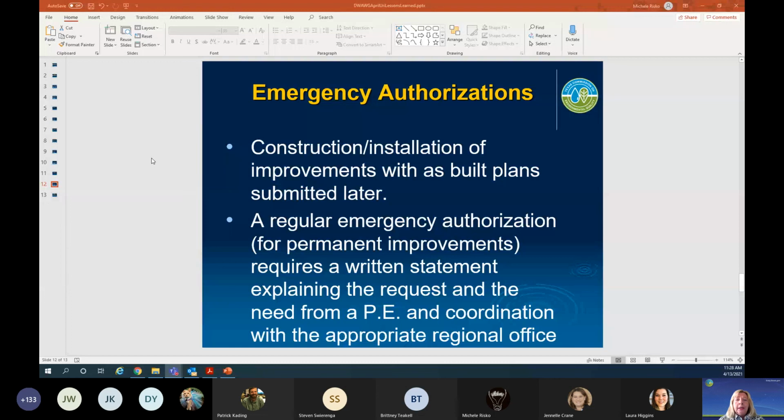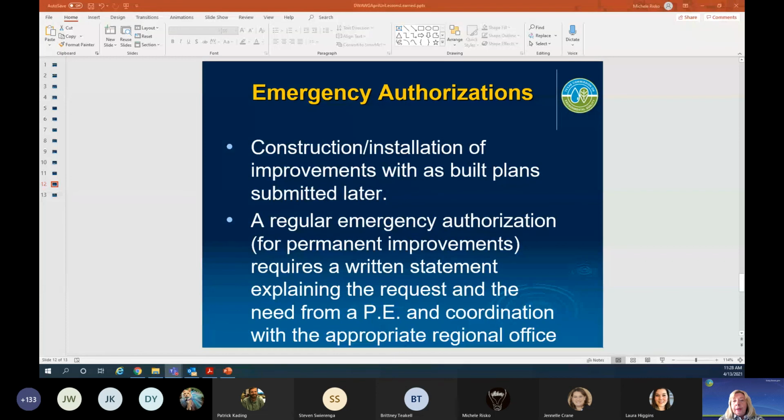And so basically, what's required is a written statement, which can come through email to us. You can send it directly to me, or you can send it to the section email box, which I think Joel posted in the chat at the beginning of the meeting. It's PTRS@tceq.texas.gov.